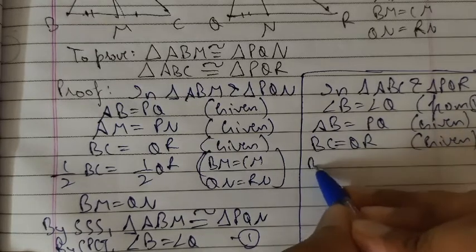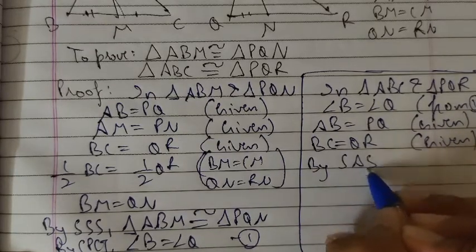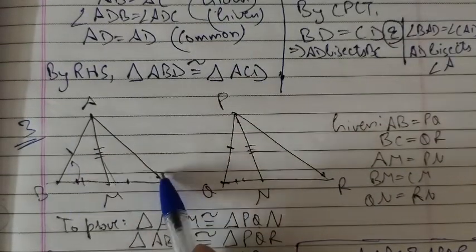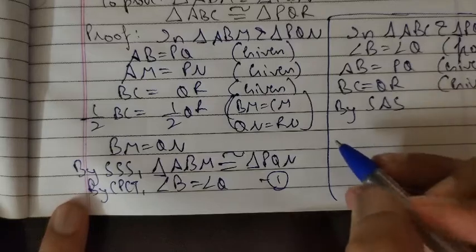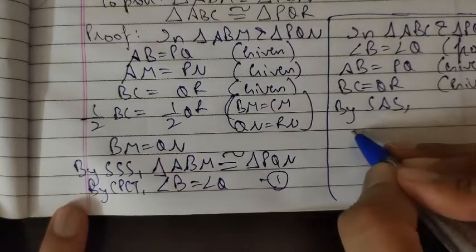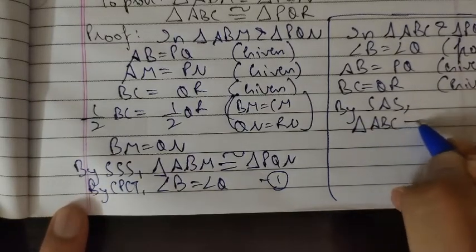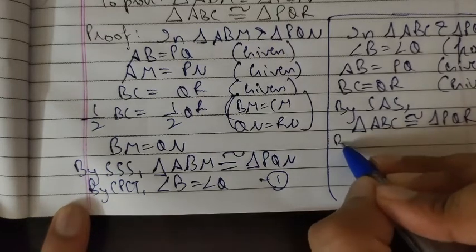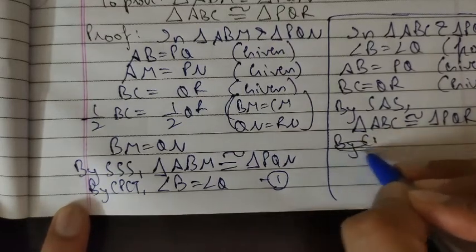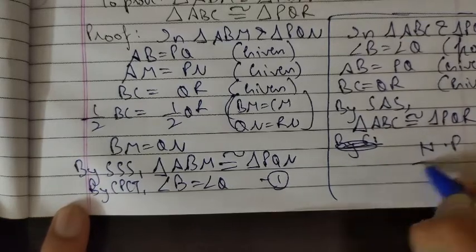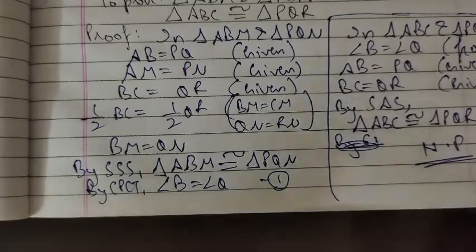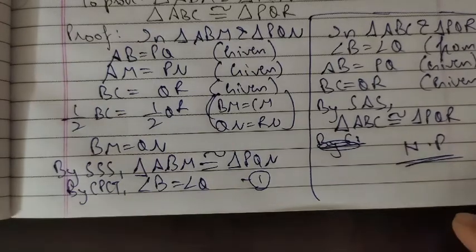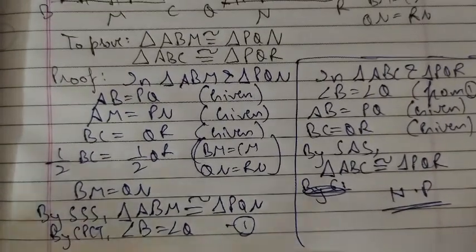So by side angle side, triangle ABC is congruent to triangle PQR. So by CPCT, okay, this we have to prove, hence proved. So this only we have to prove. So that's our proof of question number 3rd. So easy it is.